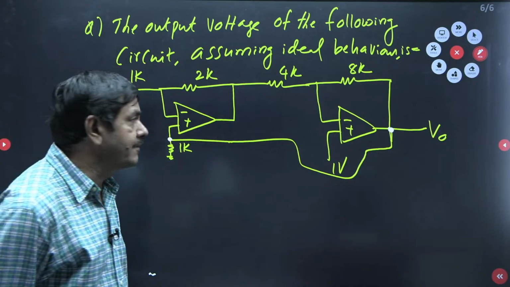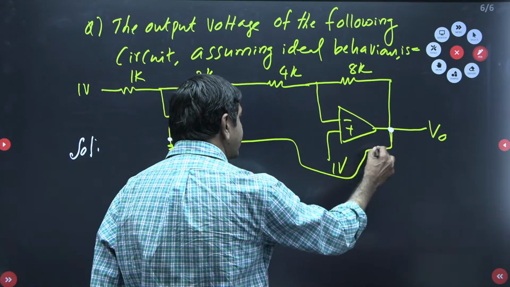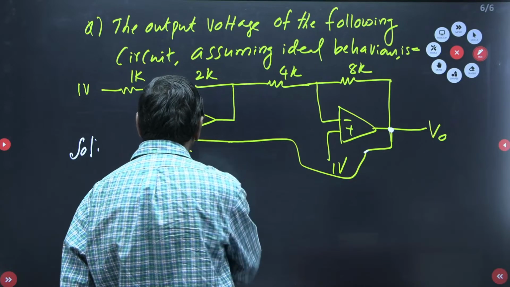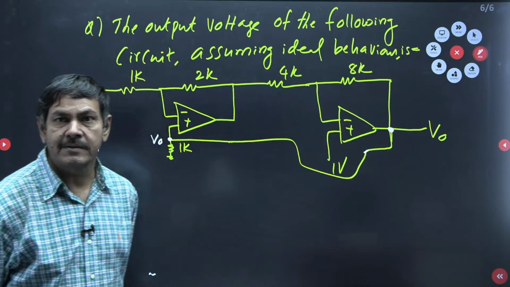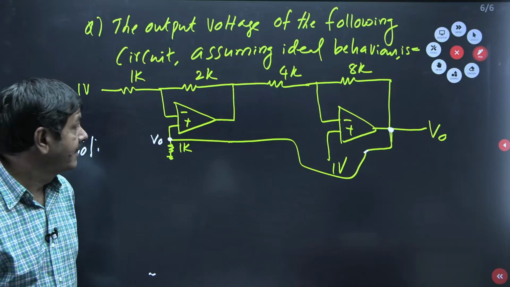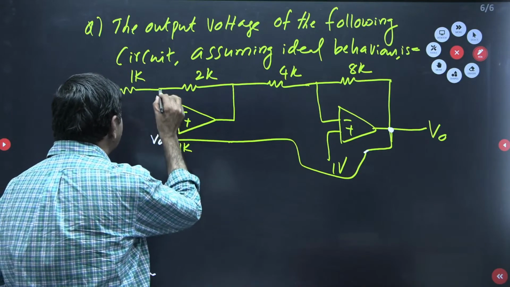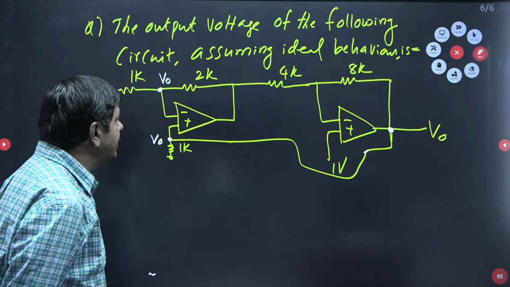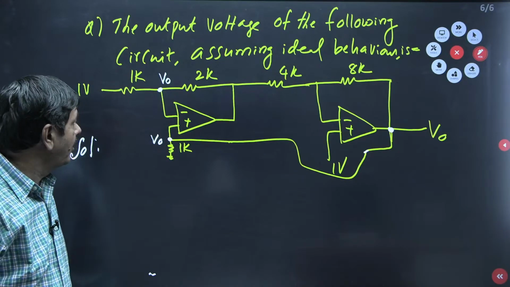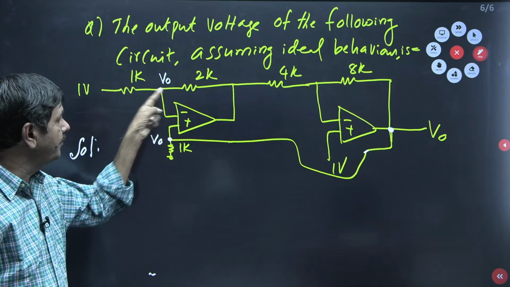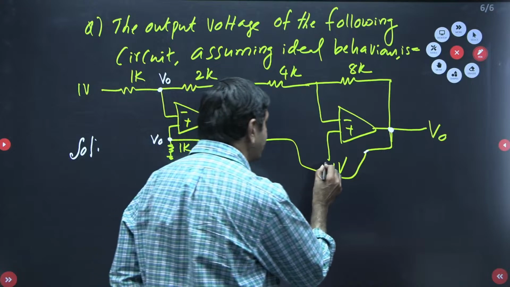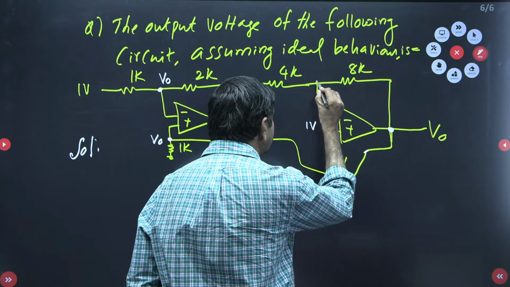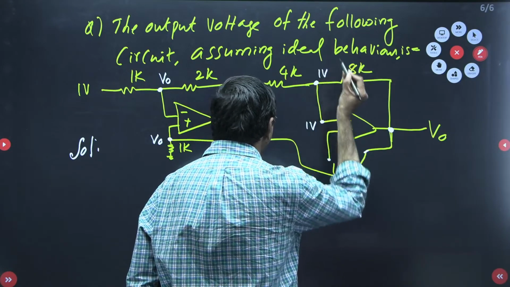The same voltage, V naught only. If it is V naught, the same voltage will be maintained at this point. So I take this voltage as V naught only, because V plus and V minus are the same. And one more point you have to remember, this voltage is 1 volt, so this node voltage also I can take as 1 volt only.